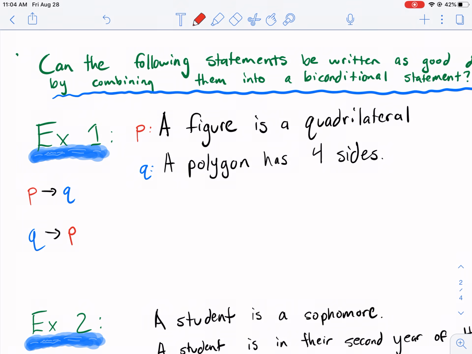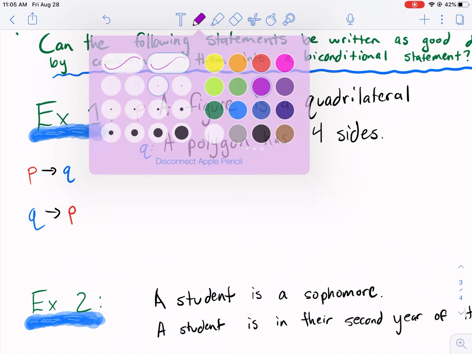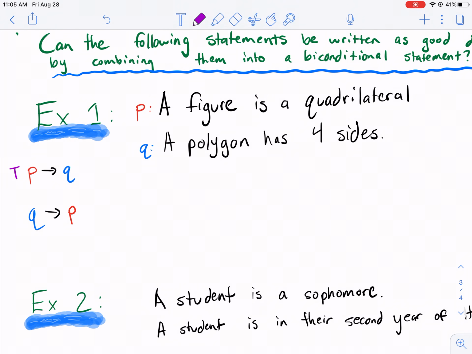Is that true? Yes. Quad means four. So that is true. Quad means four, so it has four sides. And so that statement is true. Now, a polygon has four sides if it is a quadrilateral. That is also true. So if it's got four sides, then it is a quadrilateral. Therefore, we can write this into a biconditional statement.